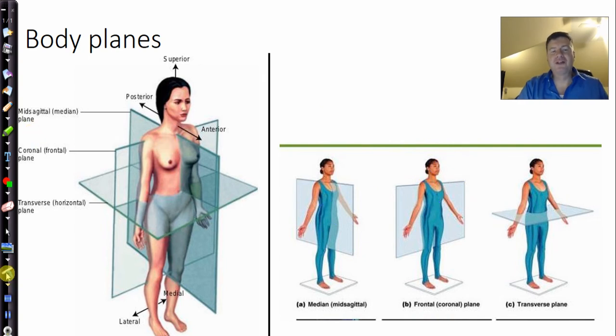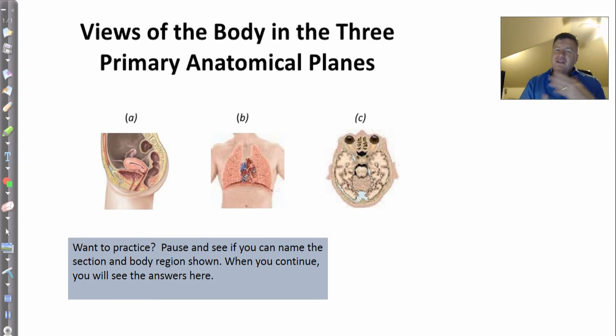But the three major ones are mid-sagittal, which is also called median plane, the frontal, also called coronal, and transverse or horizontal plane. Now, why does it matter? The body looks different depending on how it's cut and sliced and diced. So if you want to pause the video here, I'll count it down in a second, you can try to identify these regions and also what kind of plane was used to produce them.